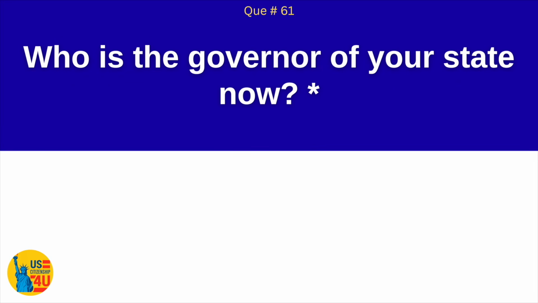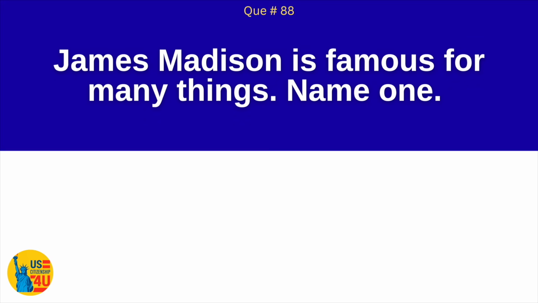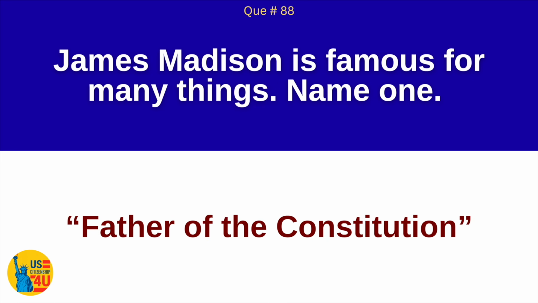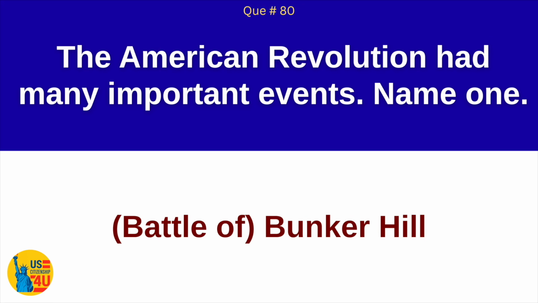Who is the governor of your state now? Answers will vary. James Madison is famous for many things. Name one. Father of the Constitution. The American Revolution had many important events. Name one. Battle of Bunker Hill.